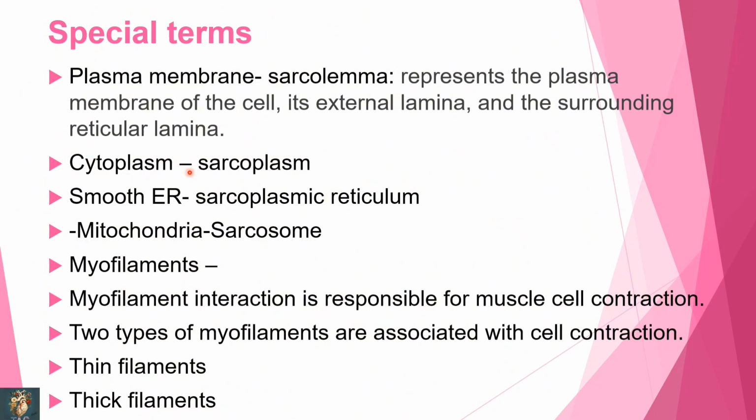Then the cytoplasm of the cells forms the sarcoplasm. The smooth endoplasmic reticulum is called the sarcoplasmic reticulum. The mitochondria are called sarcosomes. Then the myofilaments are present. Myofilament interaction is responsible for muscle contraction. Two types of myofilaments are seen: the thick and the thin filaments.